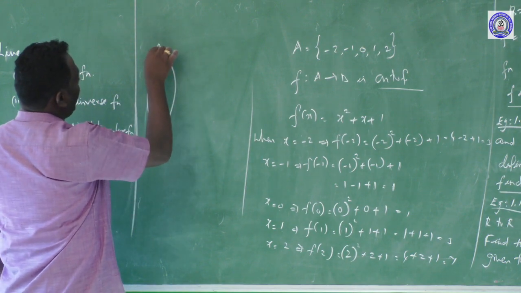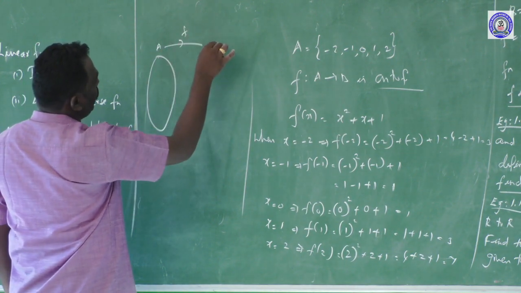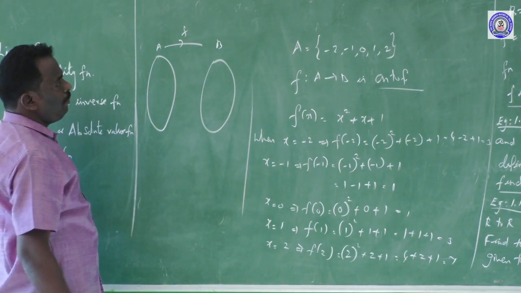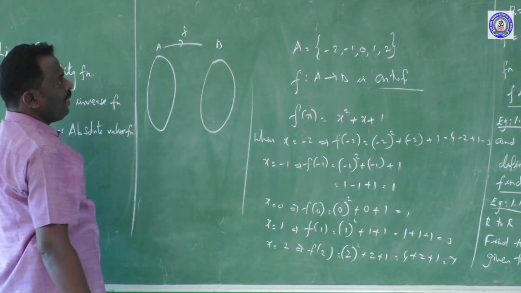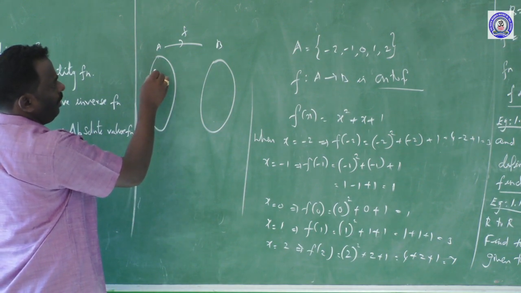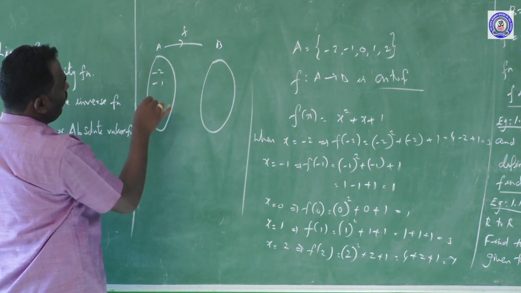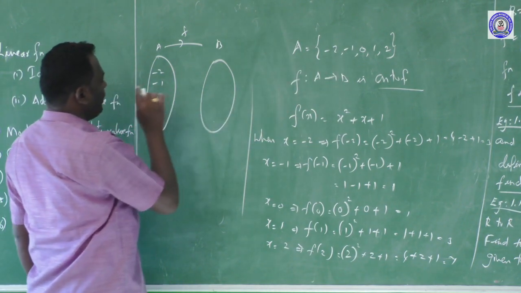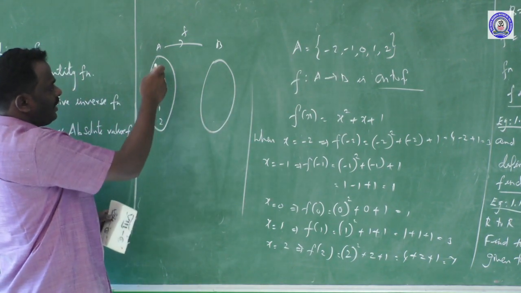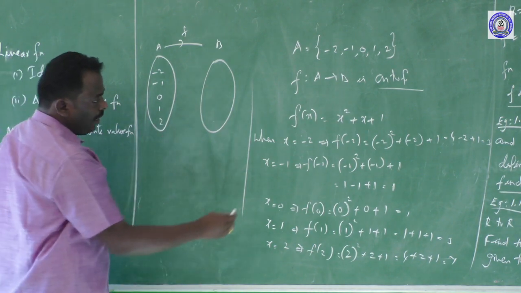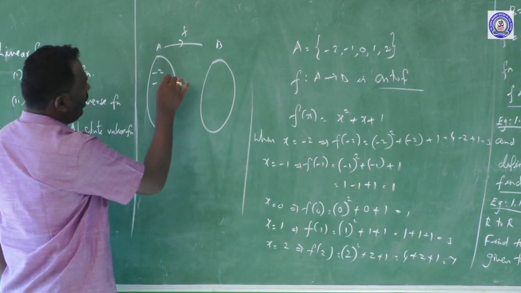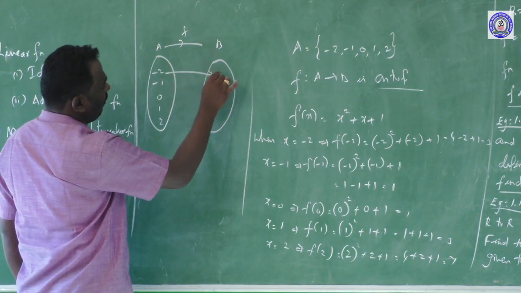Let us consider a given function from A to B. But we don't know what the elements of B are. But we know the elements of A: minus 2, minus 1, 0, 1, 2. Comparing the elements of A and the function values, the element of A, minus 2, has function value equal to 3. Therefore minus 2 is connected with 3.